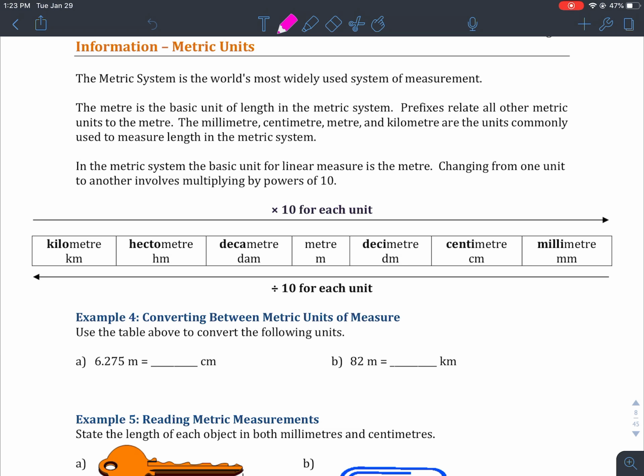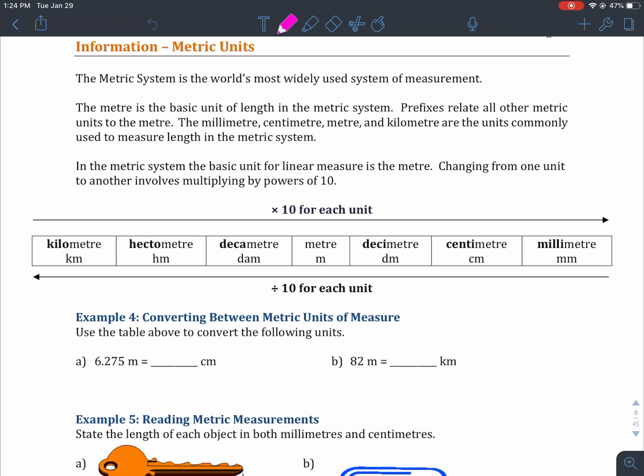The millimeter, the centimeter, the meter, and kilometer are the units commonly used to measure length in the metric system. The base unit for something else like volume could be liters, and you might have heard of milliliters, liters, kiloliters, any of those things. Every unit has a base unit in the metric system, and for linear measurements, that's going to be the meter. And changing from one unit to another involves multiplying by powers of 10.